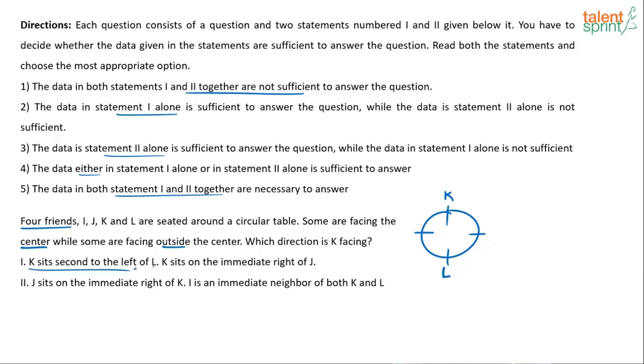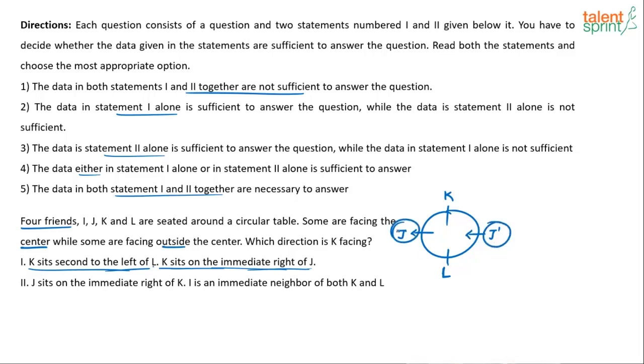So, K sits second to the left of L, fine. K sits on the immediate right of J. Now, obviously, J would either come here or here. But can we find out where exactly J is seated? No. Because it says K sits on the immediate right of J. I can take J here. Right of J has come out to be clockwise, which means J is facing outwards. Or I can put J in this position, let's say J dash. Right of J comes out to be anti-clockwise, which means J is facing center. So basically I cannot decide the exact position of J.